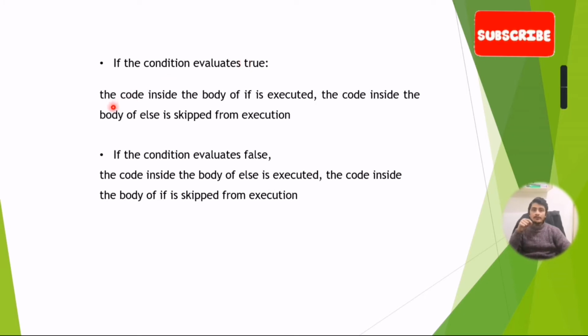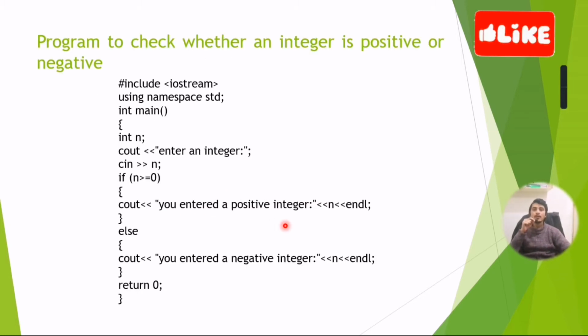If the condition evaluates to be true, the code inside the body of if is executed. The code inside the body of else is skipped from the execution. If the condition evaluates to be false, the code inside the body of else is executed, and the code inside the body of if is skipped from the execution.